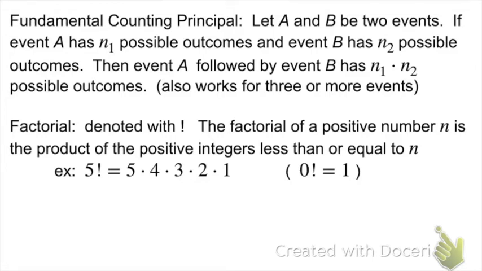The factorial, if you haven't seen these before, is denoted with an exclamation point. The factorial of a positive number n is the product of all the positive integers less than or equal to n. So 5 factorial is 5 times 4 times 3 times 2 times 1. A lot of times people drop that times 1 because it doesn't change anything. 10 factorial would be 10 times 9 times 8 all the way through. And by definition, 0 factorial equals 1. You'll see when we do permutations and combinations why this is the case. But 0 factorial is equal to 1.